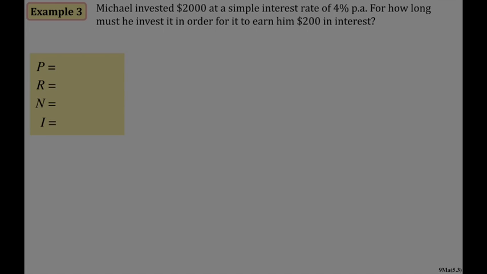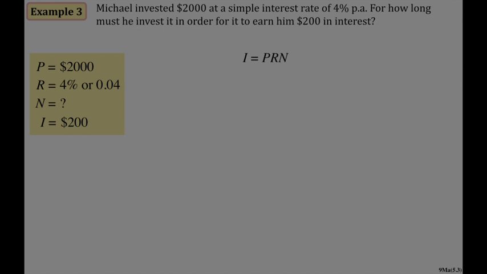Let's have a look at it. We know the principal is $2,000 because that's what he's investing. That's what he starts with. We know the interest rate is 4%. We don't know how long it is. And we know that he wants to earn $200 in interest.